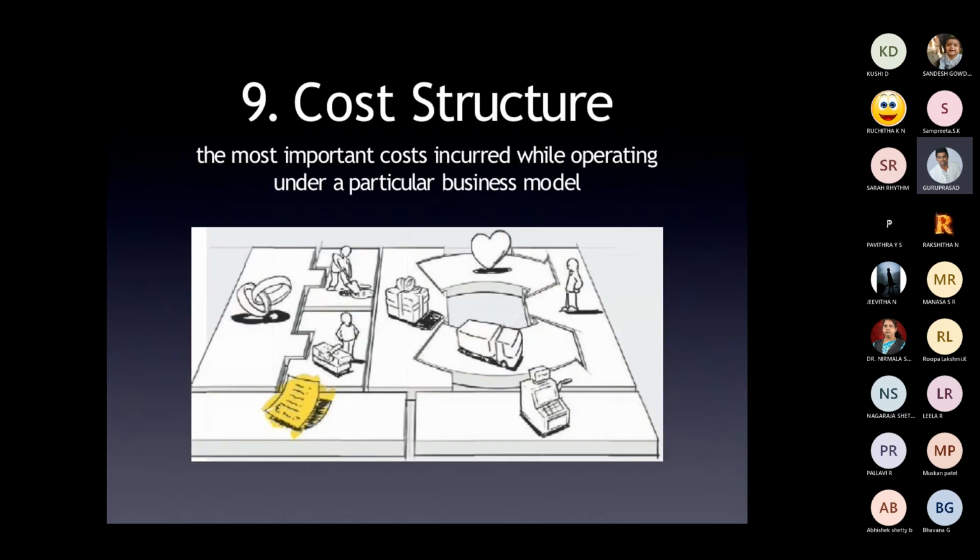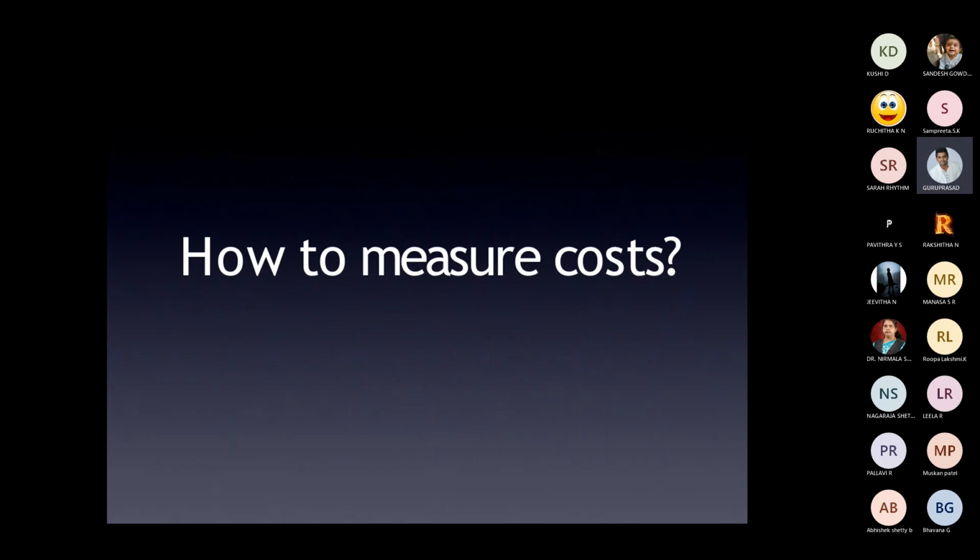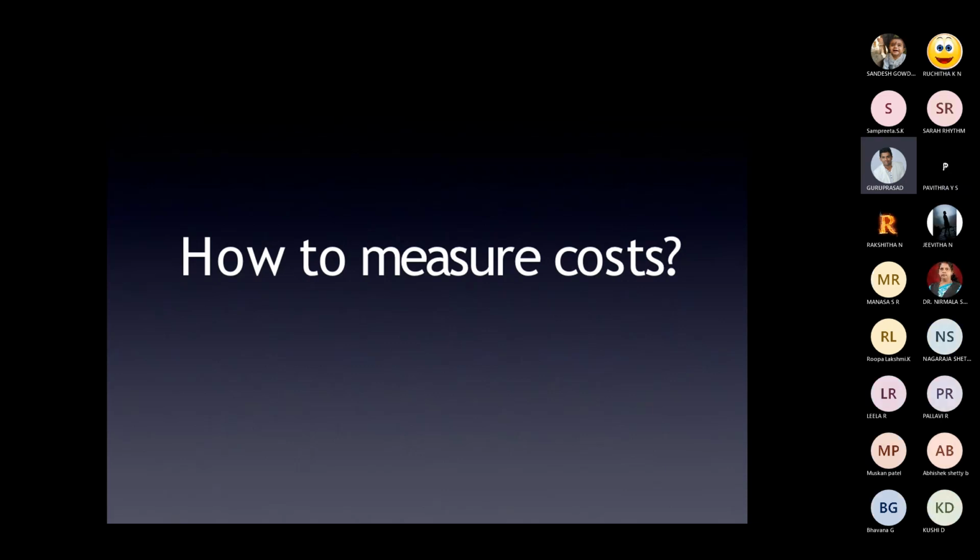The last building block is cost structure. It describes all the costs incurred to operate a business model: creating and delivering value, maintaining customer relationships, and generating revenue. Such costs can be calculated relatively easily after defining your key resources, key activities, and key partnerships. How to measure this? What are the most important costs, which key resources are most expensive, and which key activities are most expensive? So we need to calculate this cost.